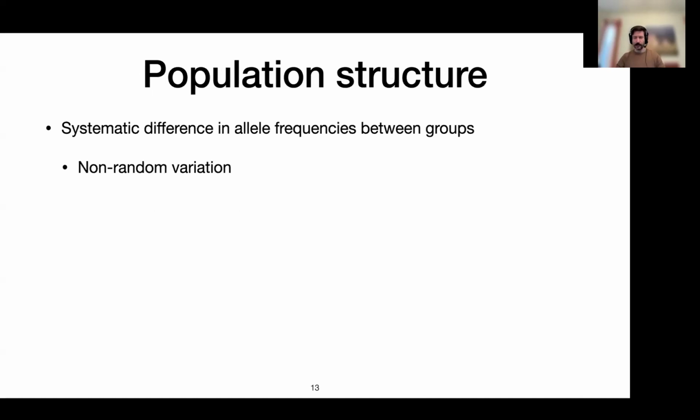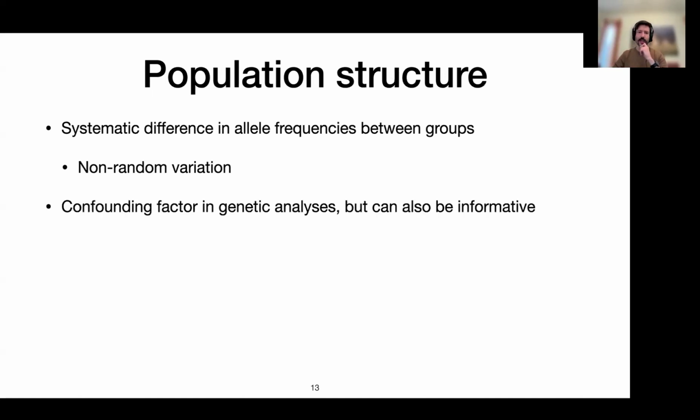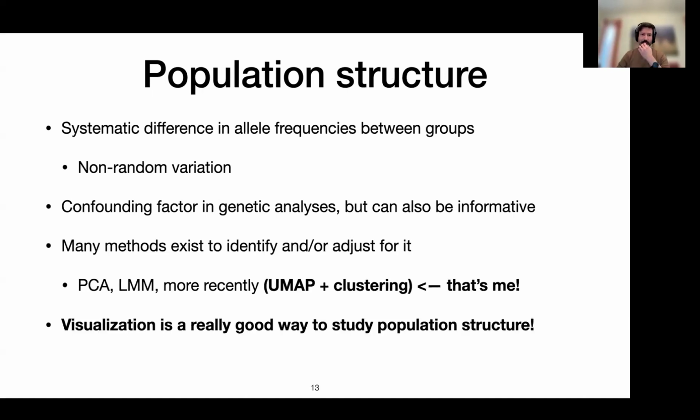So population structure, as I mentioned, is the systematic difference in allele frequencies between groups. It's this idea that there's non-random variation between populations. So it's a confounding factor in genetic analyses, but it can be really informative of population histories. There's lots of methods that exist to identify it or adjust for it in models.